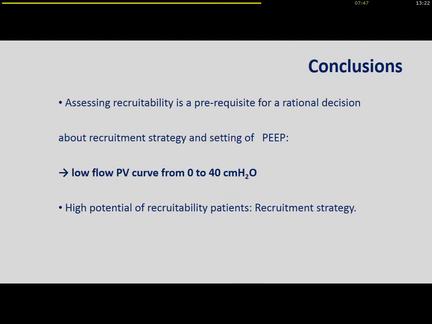So to conclude, I think that assessing recruitability is a prerequisite for a rational decision about recruitment and PEEP setting. This is a first step that we should do at the bedside. And to do this, a very easy tool is a low-flow inflation and deflation curve, for example, from 0 to 40. And then keep the recruitment strategy only for the patients with high potential for recruitability, and for the others, keep a low PEEP and a low driving pressure.